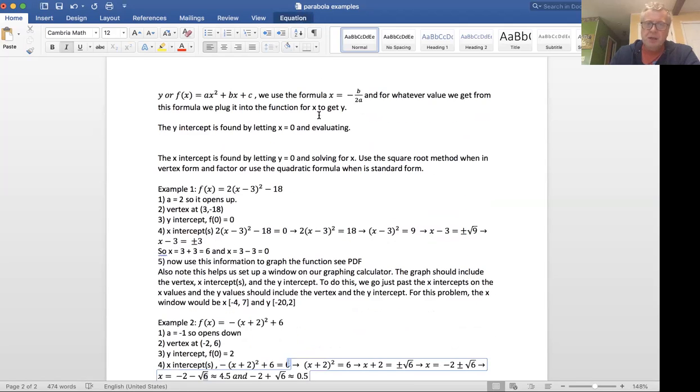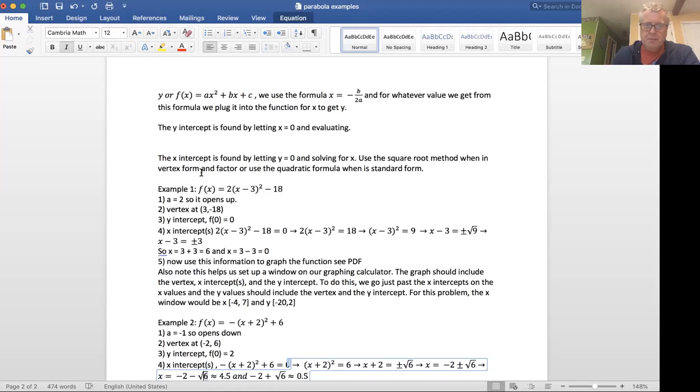The y-intercept, again, is found when x is 0, and we evaluate the function. And we should find the x-intercept, or intercepts. Sometimes there's only one, sometimes there's two. There won't be any more than two, though. Now, sometimes if it's complex numbers, there is no x-intercept. We have to adjust our graphing a little bit.